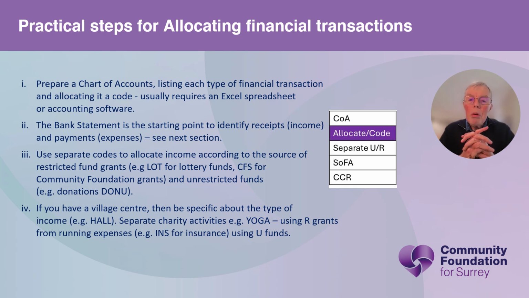We use separate codes to allocate income according to the source of restricted fund grants. For example, if you've received money from the lottery, you've coded it LOT, or you've received funds from the Community Foundation for Surrey, coded CFS, and for unrestricted funds, donations, which you may well have coded DONU.